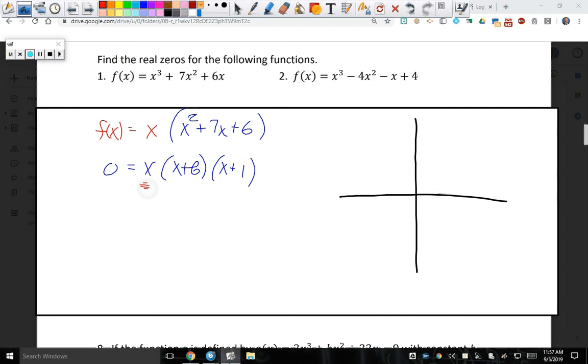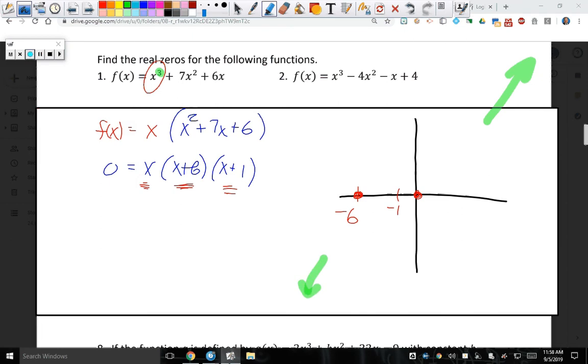The first zero is going to be at 0, and then negative 6, and then negative 1. Now I have to decide. The biggest power was positive, and this is the order that I think you should always do it in. So the biggest power is positive, x cubed. You with me? So that means as I go to the right, I'm going to go up. The fact that this is an odd number means if I go to the left, I'm going to go down.